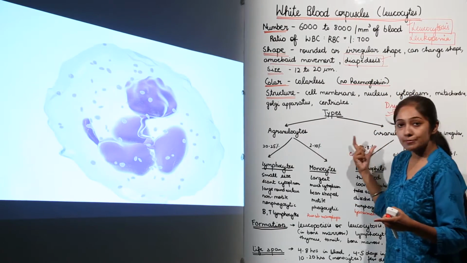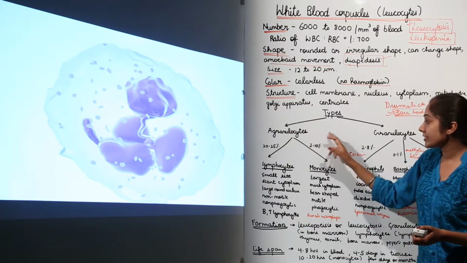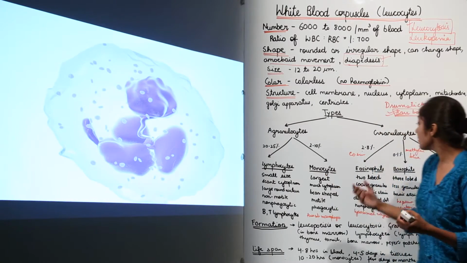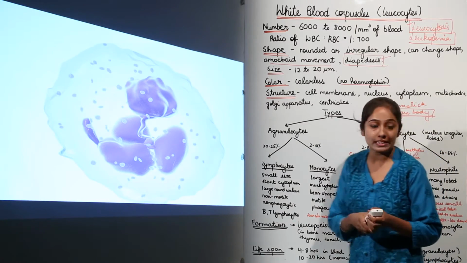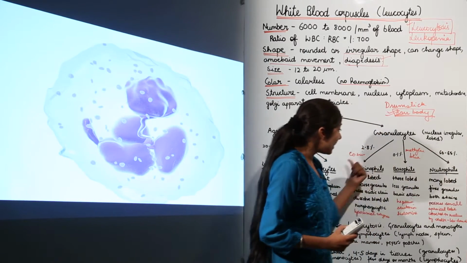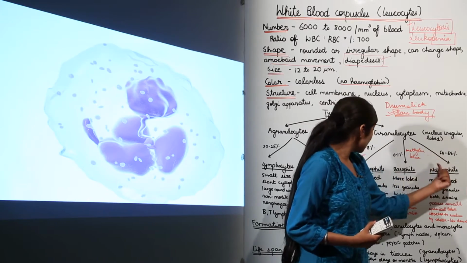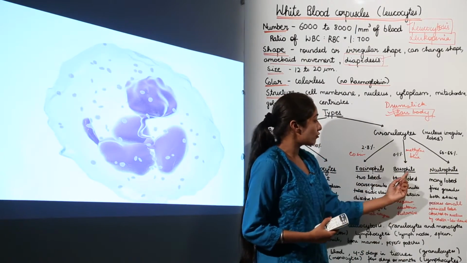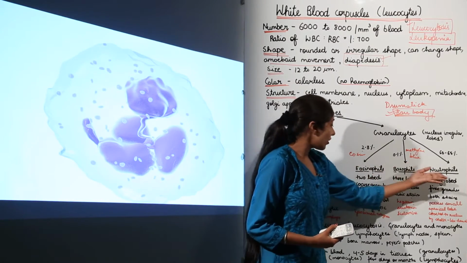Then there are two types, agranulocytes and granulocytes. In agranulocytes, we have lymphocytes and monocytes. They do not have granules in the cytoplasm, and in granulocytes we have three types based on their staining properties, that is eosinophils, basophils, and neutrophils. Out of these three, neutrophils are the most abundant cells, 60 to 65%. However, the least number of cells is of basophils, right? Only 0 to 1%.